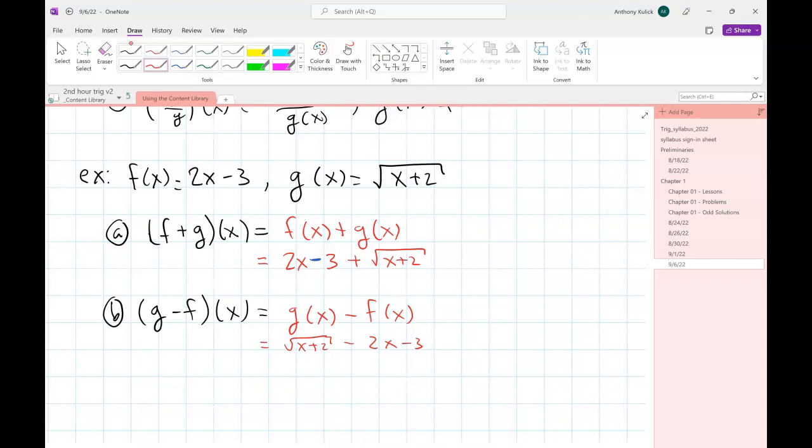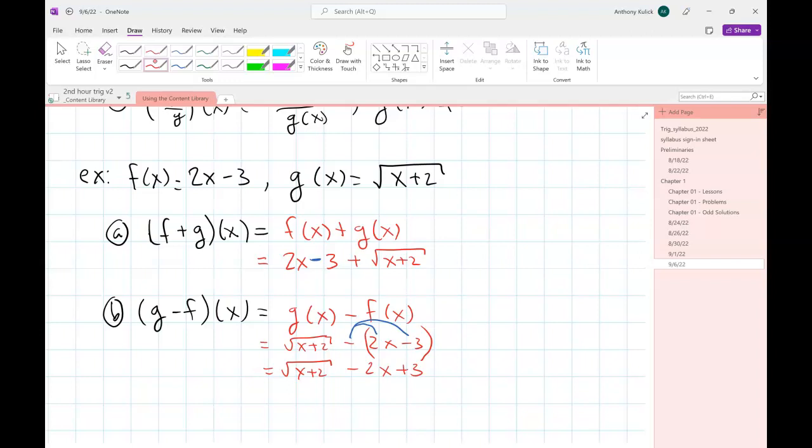Second part. Plus or minus? He's going to have to change to a positive. Yeah, so the f of x, the entire f of x needs to be subtracted. So really that subtraction symbol needs to apply to both parts of f of x. Yeah, so what I really want to write this as is negative 2x plus 3.